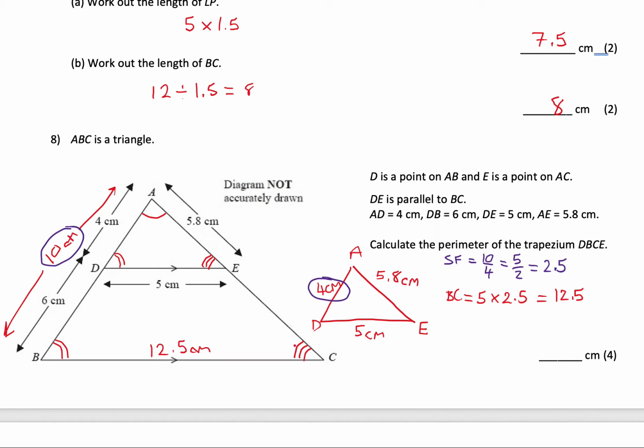Okay, and then we're going to do the same for this overall length. So we're going to times 5.8. So I'm going to call this AC. 5.8 times 2.5. And that is 14.5. But we just want the length EC, so EC is 14.5 minus the 5.8 that we've already got up here. And that gives us 8.7.